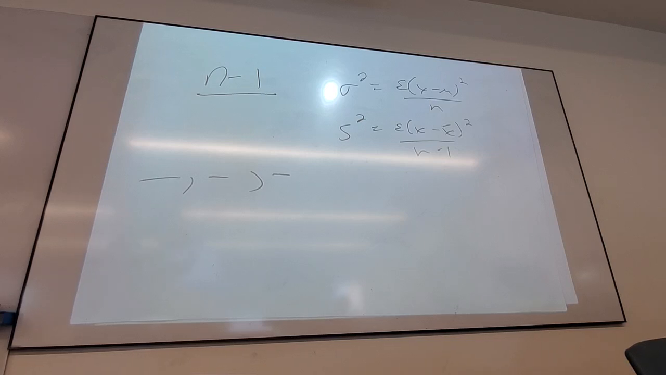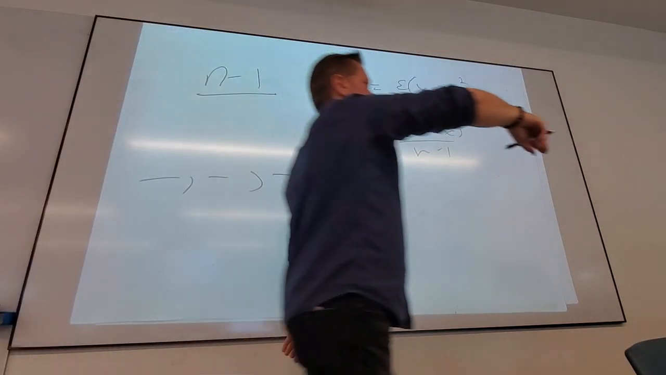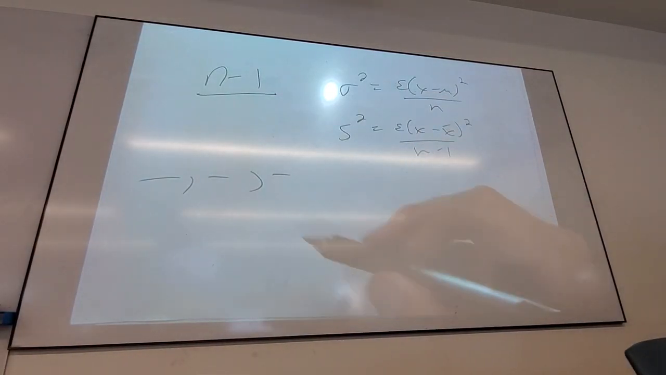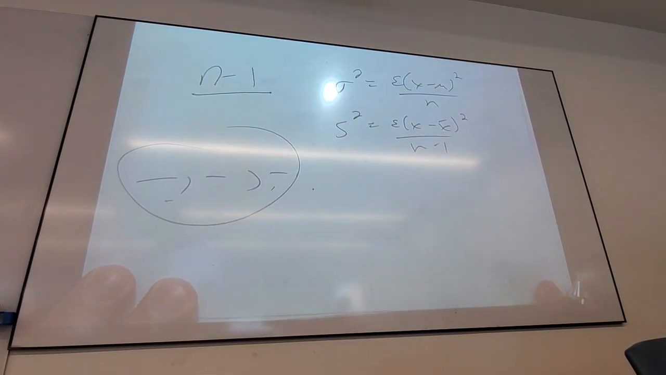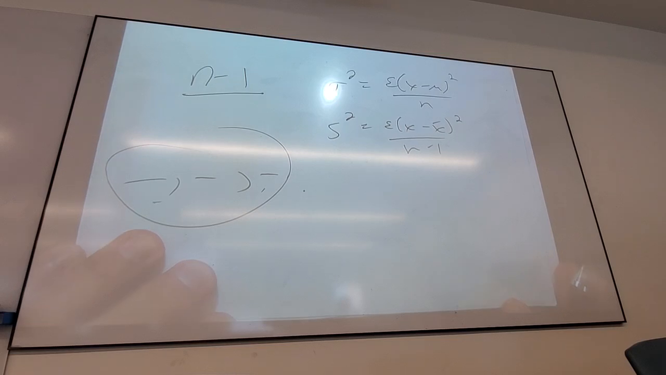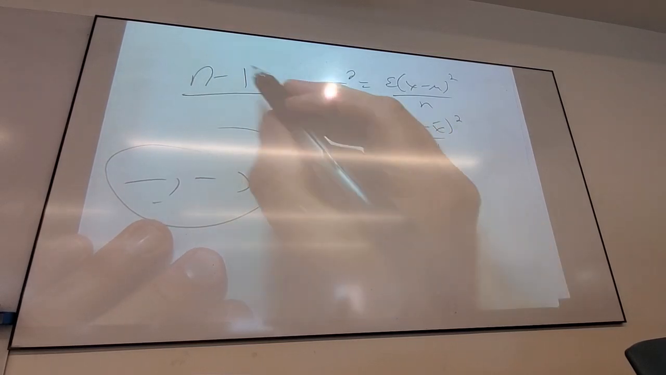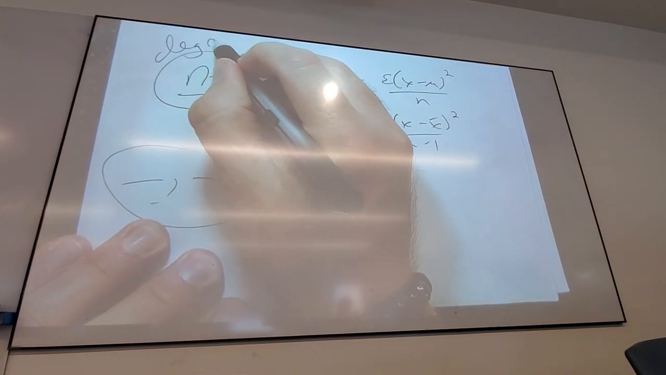You with me? How many of those 3 numbers could I just, without even thinking, make up before I had to get serious? I could make 2 of them up, yes? So what's my n for this? What's the n? 3, yes? And how much freedom did I have? 2. So we call this the degrees of freedom.